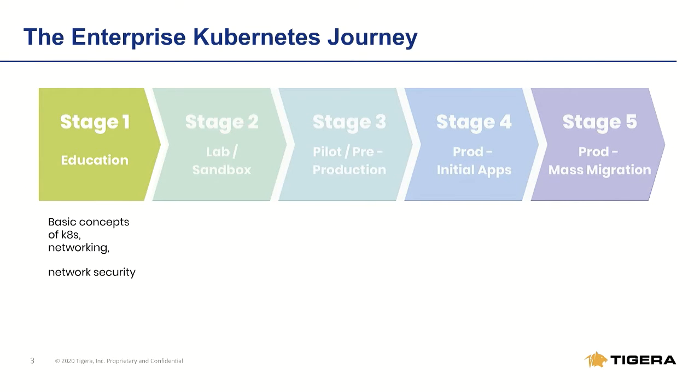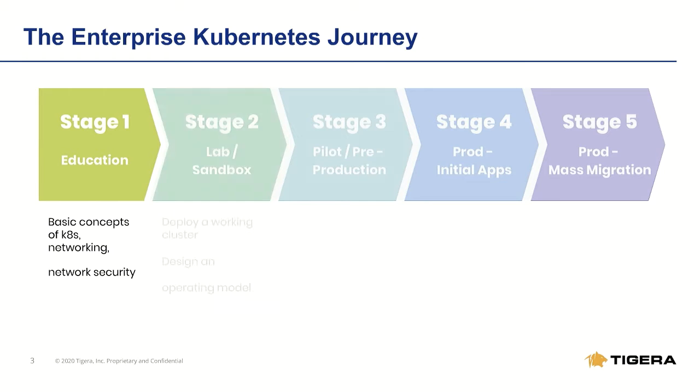So the enterprise Kubernetes journey that we've observed is comprised of 5 different stages. The first stage is basic education. So in this stage, you're learning about Kubernetes. You might be learning about some of the different components, how networking works, what pods are, and labels. And you may be looking into things like network security, specifically network policies at this phase. And really what this is to do is to decide whether or not Kubernetes is for you.